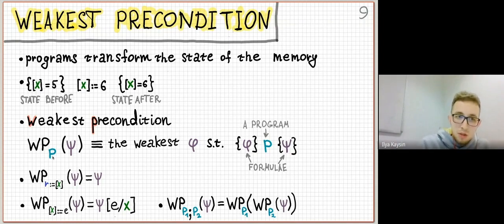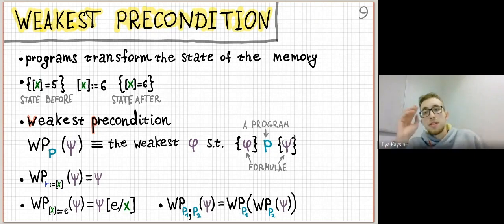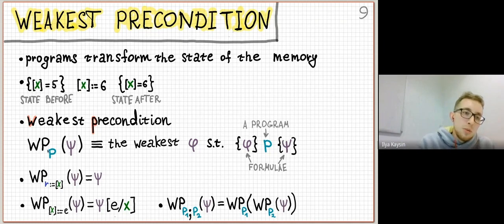So the weakest precondition for a program P of a postcondition psi is the formula that is enough and sufficient to hold before the execution of the program P in order that psi holds after the execution of P. So in other words, the weakest precondition for a program P of a postcondition psi is the weakest formula phi such that {phi} P {psi} is a Hoare triple.